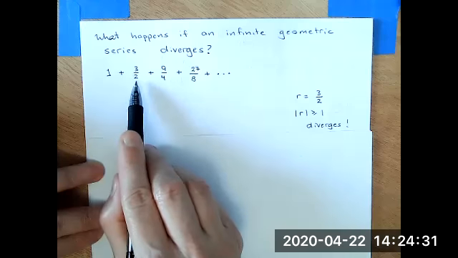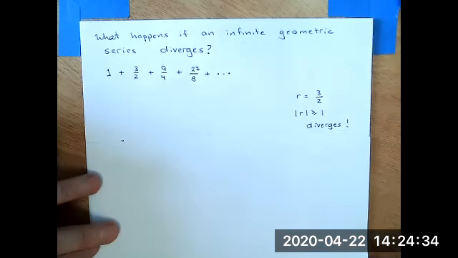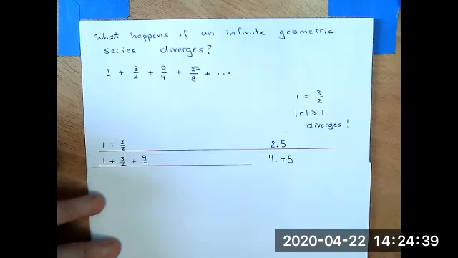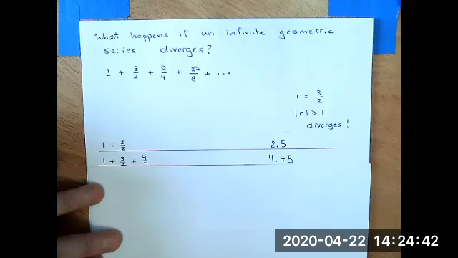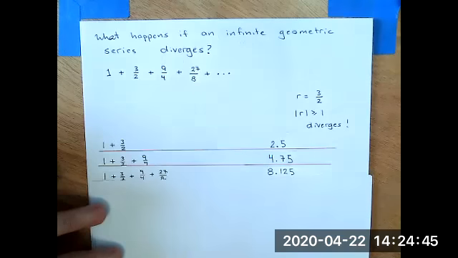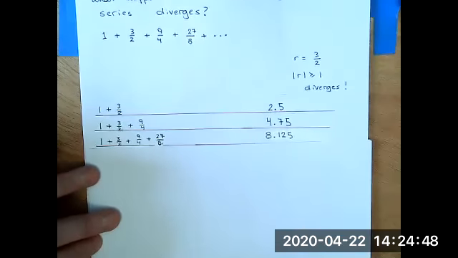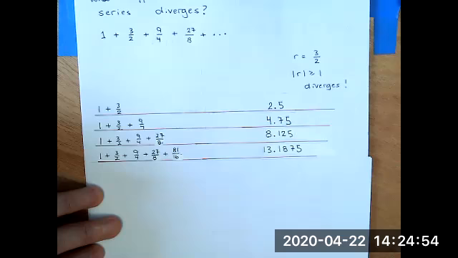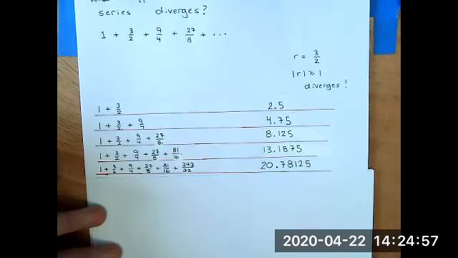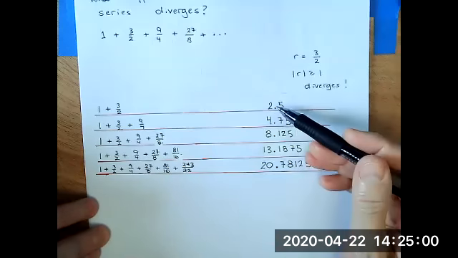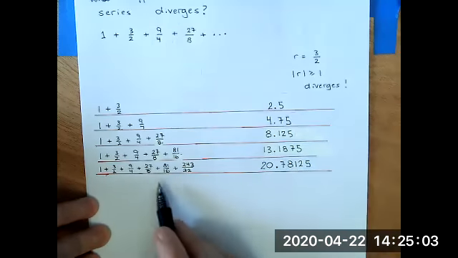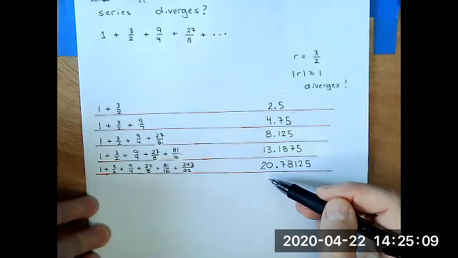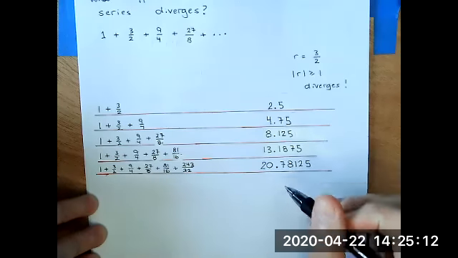So let's look at some partial sums and see what happens. 1 plus 3/2 is 2.5. We add the next term, we get 4.75. We add another term, we get 8.125. And another term, and another. You can see that the sums are not getting closer to a particular number. The sum is just getting bigger and bigger, and that means it diverges.